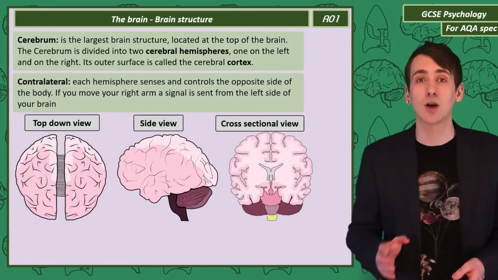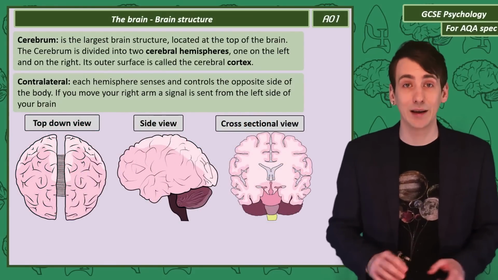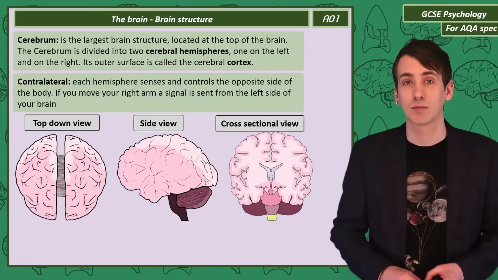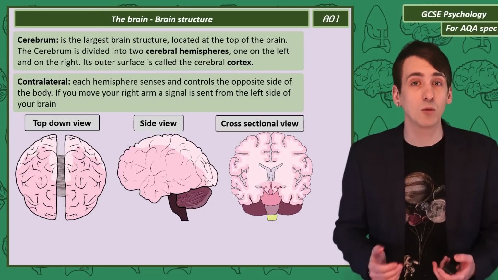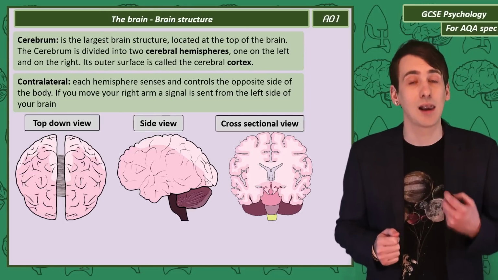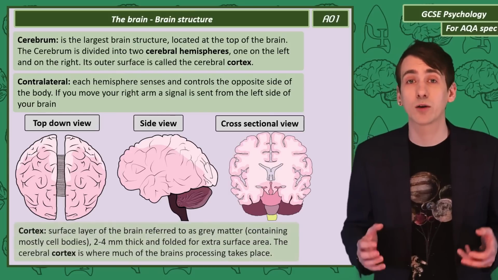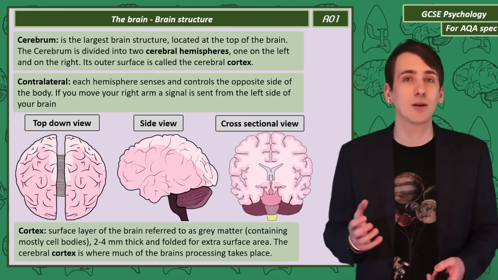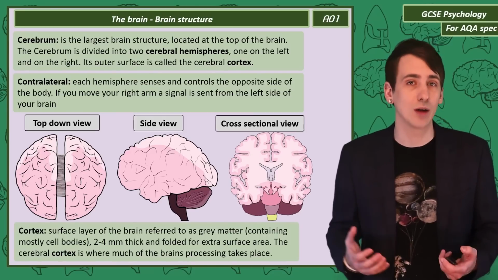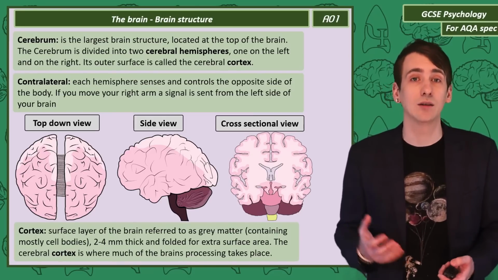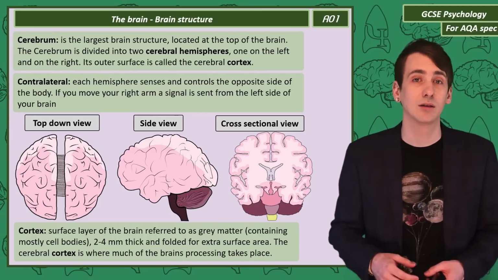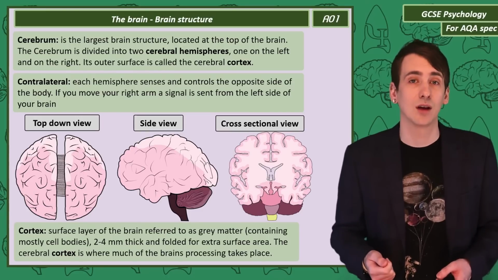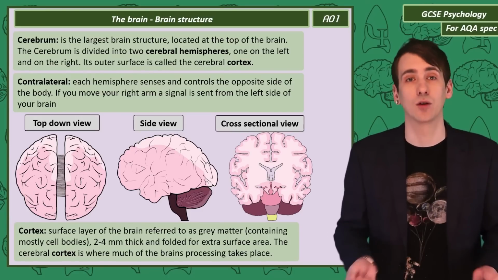The two hemispheres are contralateral, meaning each hemisphere senses and controls the opposite side of the body. If you move your right arm, that was because of a signal sent by the left side of your brain. You can see from my cross-sectional drawing of the brain, there is an outside layer to the brain, and we call that the cortex. It's also called grey matter, as it's mostly cell bodies doing the processing of the brain. The inside, or white matter, is mostly axons, and these are the connections between the neurons.